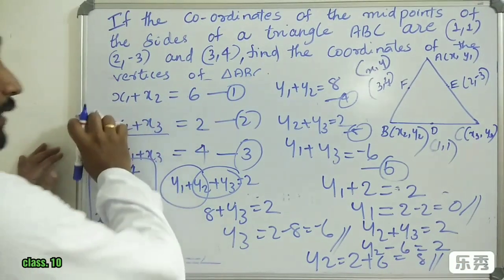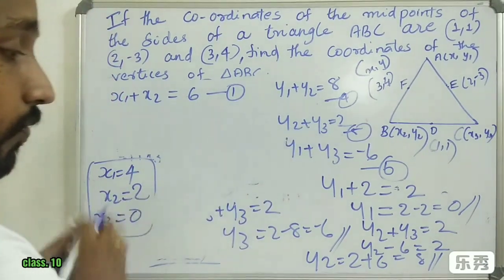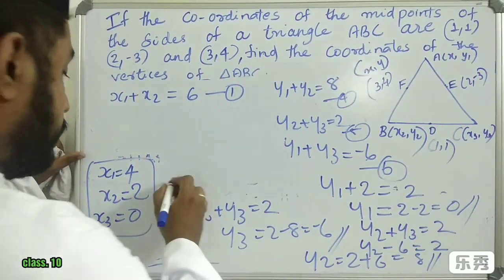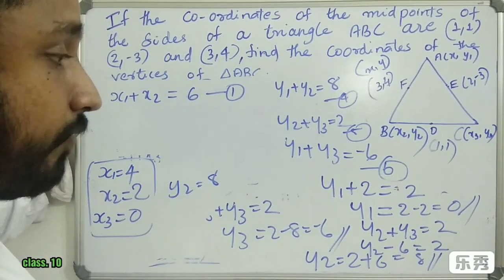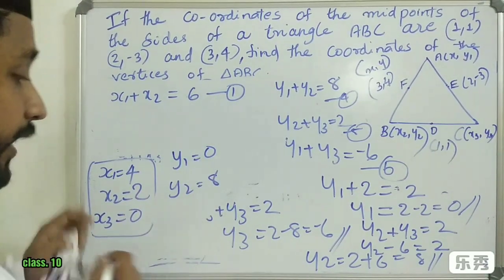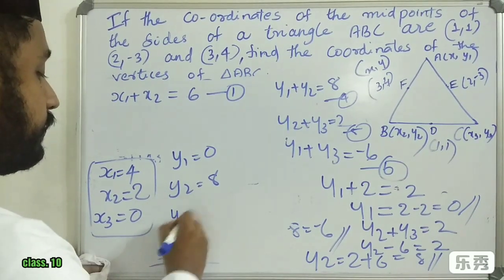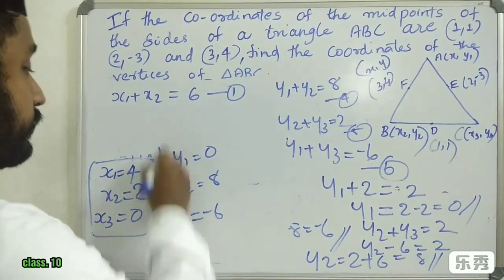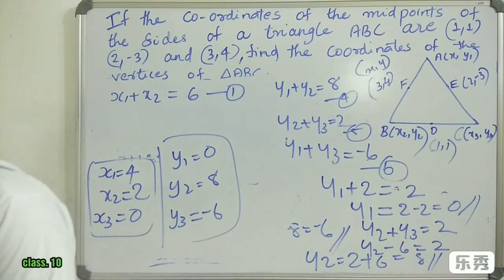So by solving these equations, we got y2 is equal to 8, y1 is equal to 0 and y3 is equal to minus 6. So we got x1, x2, x3, y1, y2, y3.